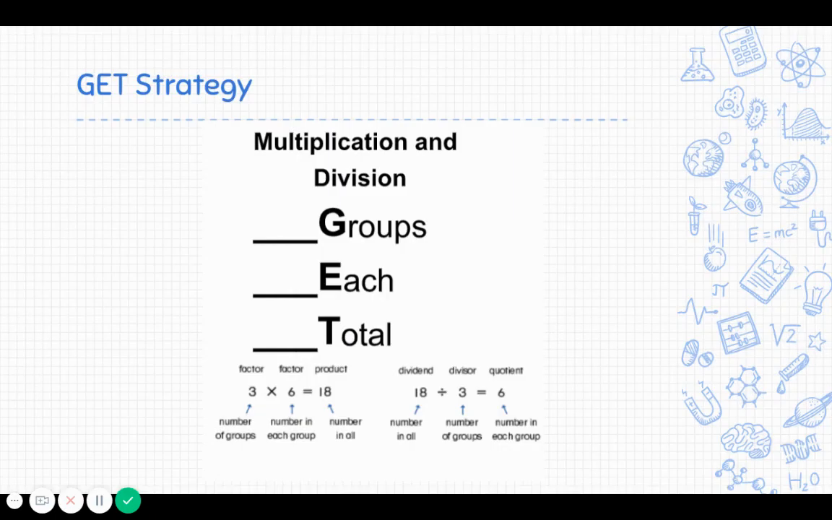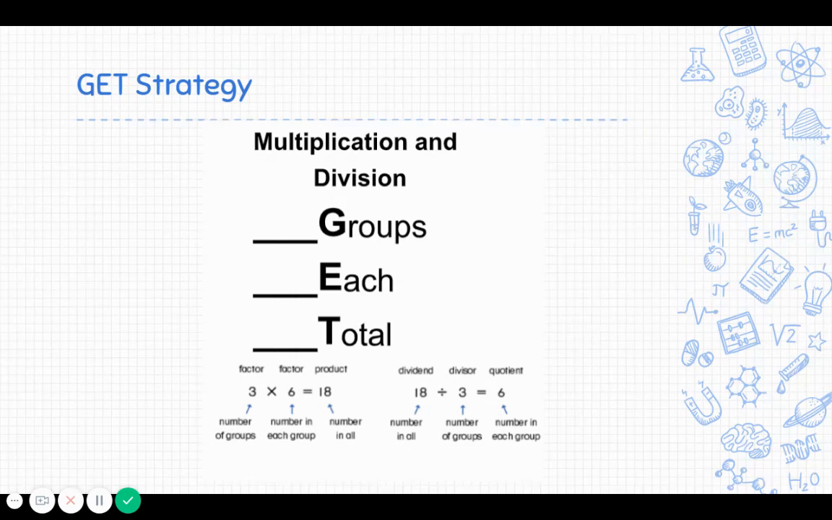When we're talking about multiplication and division, one thing we have to talk about is the GET strategy, which is related to always having 3 things that are common for multiplication and division, which is groups, how many are in each group, and the total. So for multiplication, we're always going to have the groups and how many are in each. And then we have to figure out the total. The total is unknown.